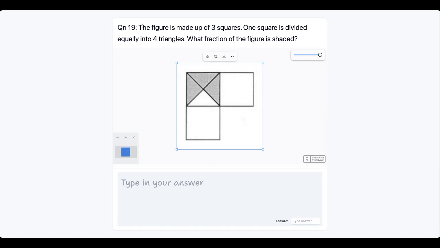Okay, question number 19. The figure is made up of three squares. One square is divided equally into four triangles. What's the fraction of the figure shaded?